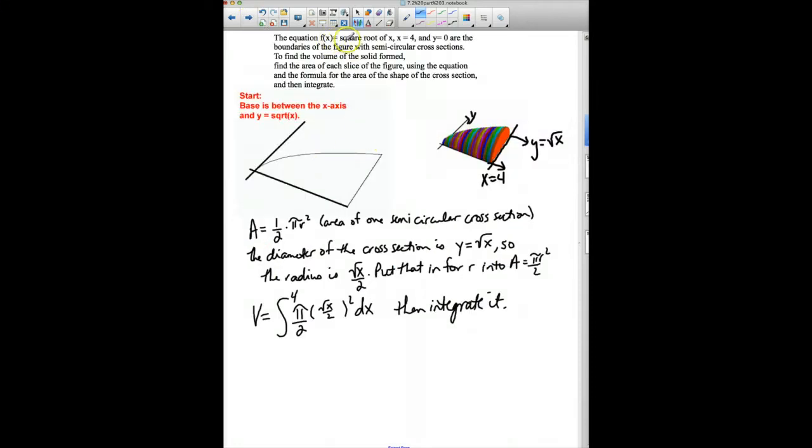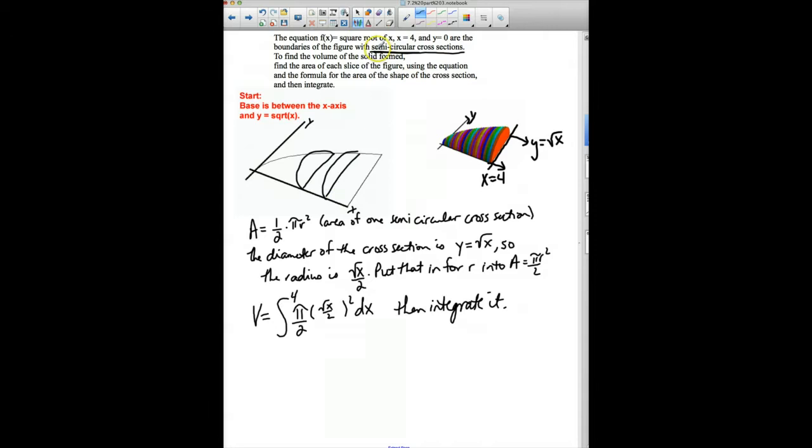If we have the equation f of x equals the square root of x, so here's our square root function. This is our x-axis and this is the y-axis. x equals 4 is this line right here, and y equals 0 is this line. So the square root of x, x equals 4 and y equals 0 are the boundaries of a figure with semicircular cross sections. So the base of the shape is bounded by this region, but then in that region we're going to have semicircles coming out of it. So it's going to stick up into semicircles.